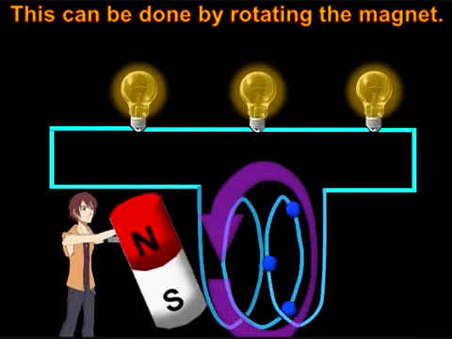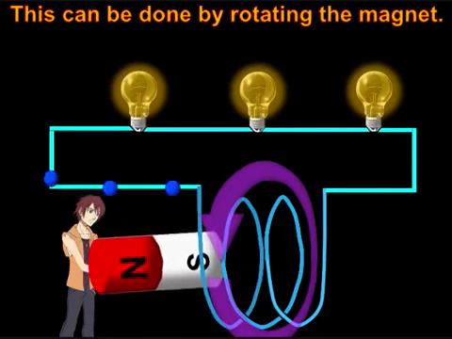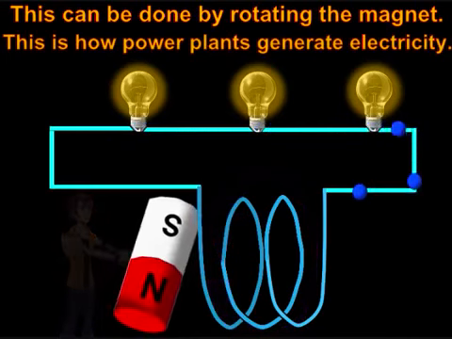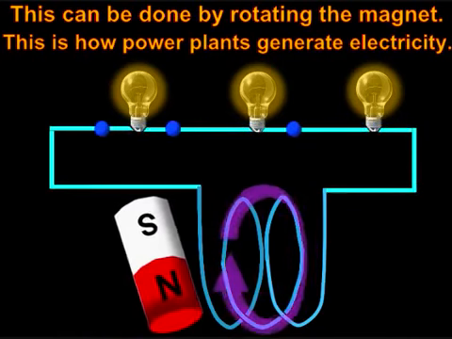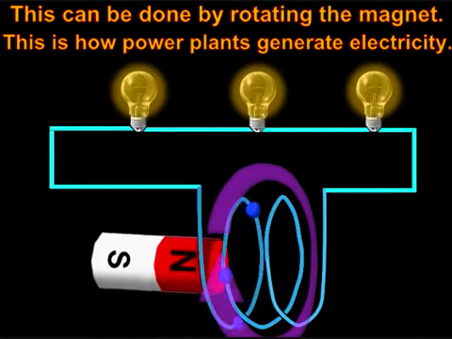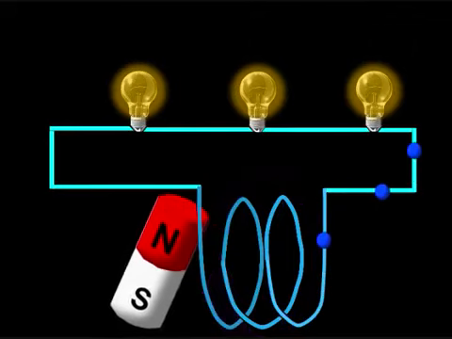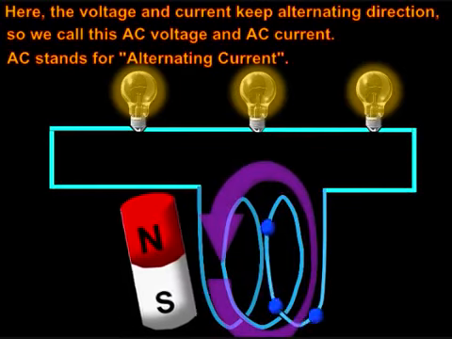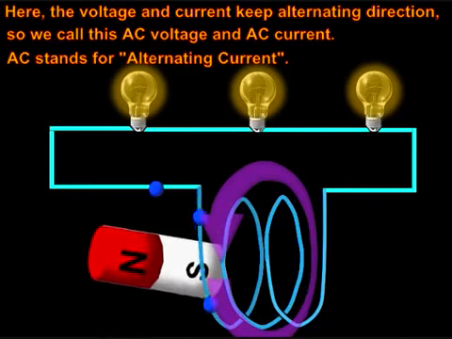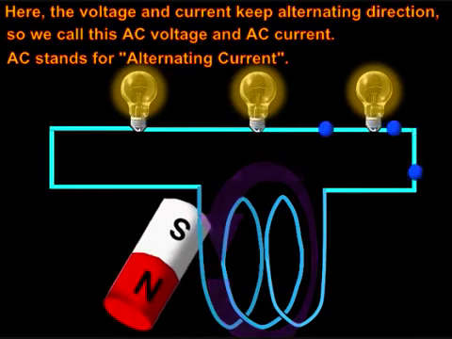This can be done by rotating the magnet. This is how power plants generate electricity. Here, the voltage and current keep alternating direction, so we call this AC voltage and AC current. AC stands for alternating current.